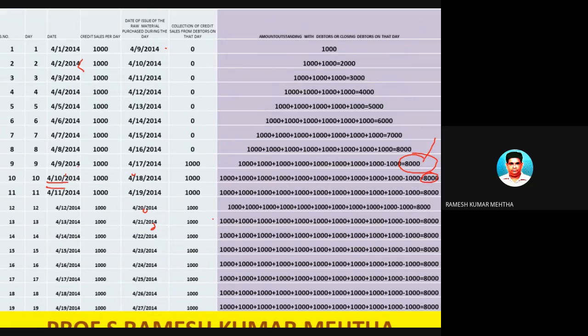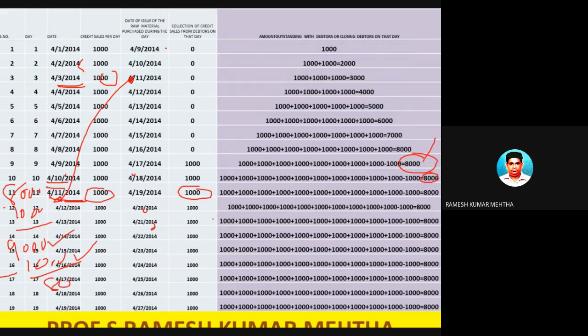Now let's talk about another one, 11th April. On 11th April, again I am selling 1000 rupees. So 8000 was outstanding previously. 1000 is getting stuck again because this guy is going to pay on 19th. So 9000 is going to get stuck. Now on 11th April, the sales which took place on 3rd April will be paid. So this amount of money is collected. Reduce it, because this was outstanding, but I have collected 1000 rupees.